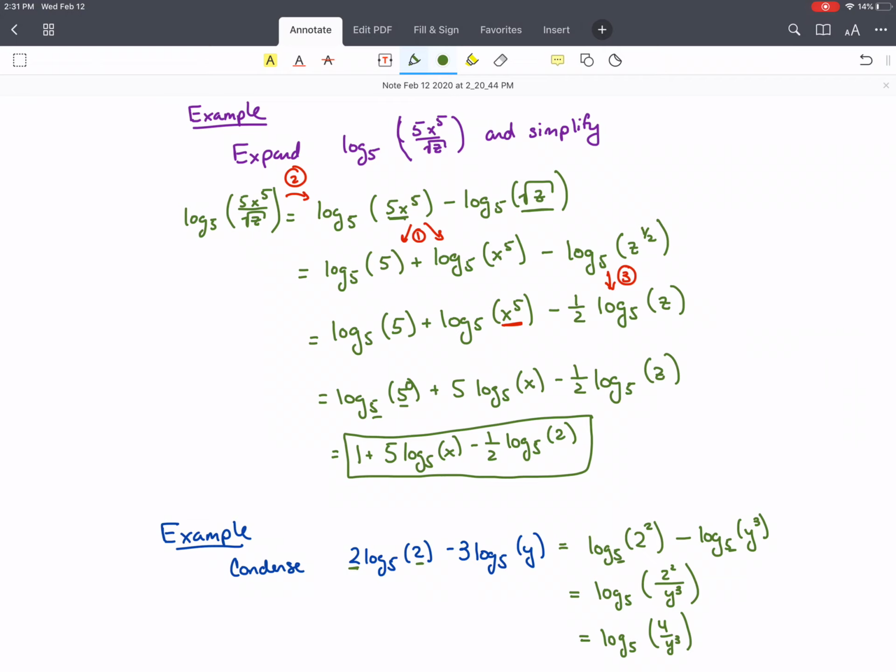The reason I'll want to do both of these things, expanding and condensing, is that when we get to solving equations for exponentials and solving equations for logs, we're going to want to be able to go back and forth between a condensed single logarithm and an expanded form. And both of those processes will help us solve equations.